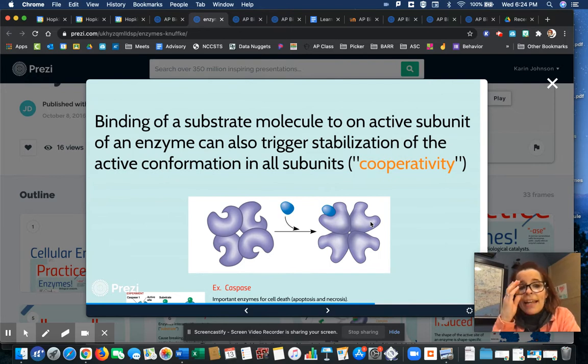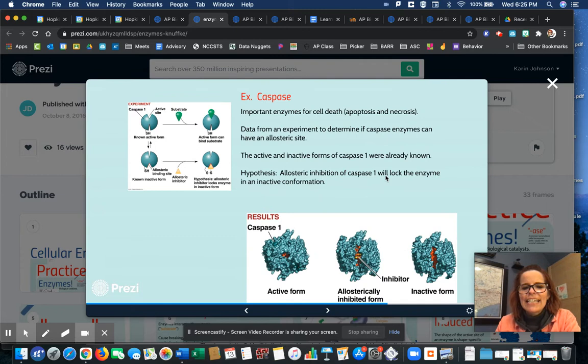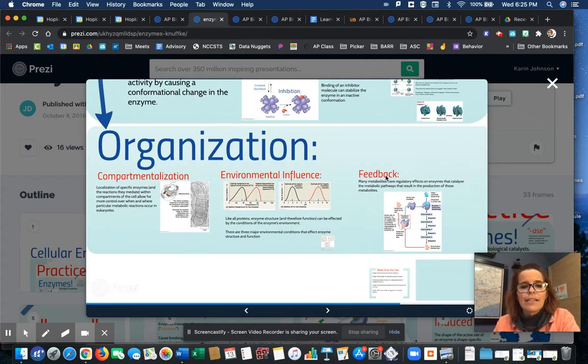Right, so the binding of a substrate molecule on one of these, remember that many proteins have quaternary structure. They have several protein subunits that come together. So once we get one substrate bound, it stabilizes the active conformation in all of the subunits, and we call that cooperativity. That's a mouthful. All right, and this is an example. It's a good example to take a look at.